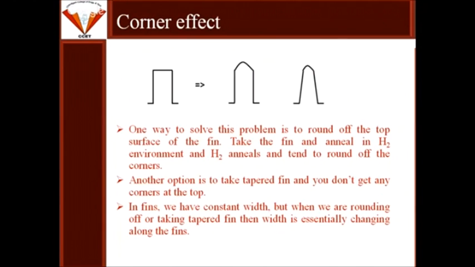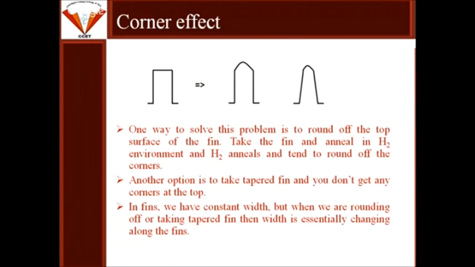So how do we remove this corner effect? How can we compensate for this problem? Earlier we saw that there is a 90-degree corner in the fins. One way to solve this problem is to round off the top surface of the fin. So take the fin and anneal it in a hydrogen environment. Hydrogen annealing tends to round off the upper surface.